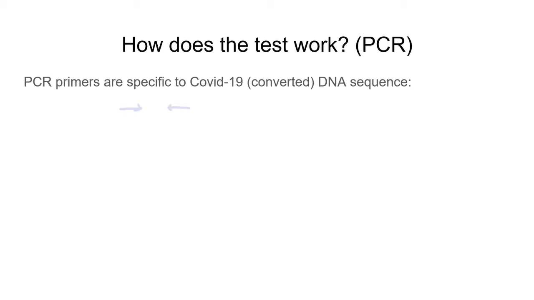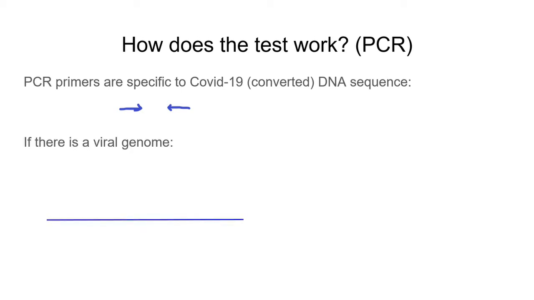PCR primers. Primers are DNA sequences that basically act as weapon aims. They are synthetically manufactured and designed to target only specific DNA regions. In our case, they target the RNA or the converted DNA of the coronavirus. Let's look at the two optional scenarios.